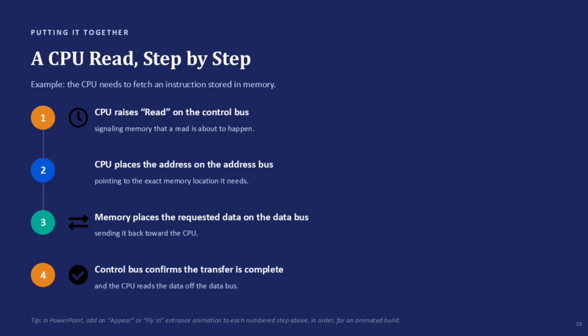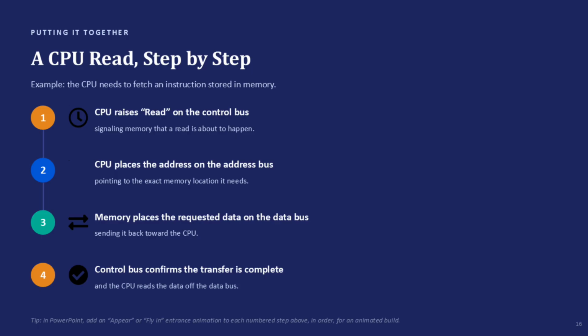Step 3. Memory places the requested data on the data bus. Memory receives the address. It identifies the correct storage location. Then it retrieves the required information. Now the data bus becomes active. Memory places the requested data or instruction onto the data bus and the information begins traveling towards the CPU. This is the first time during the operation that the actual content moves. Notice something important. The data is moving from memory to the CPU because this is a read operation.